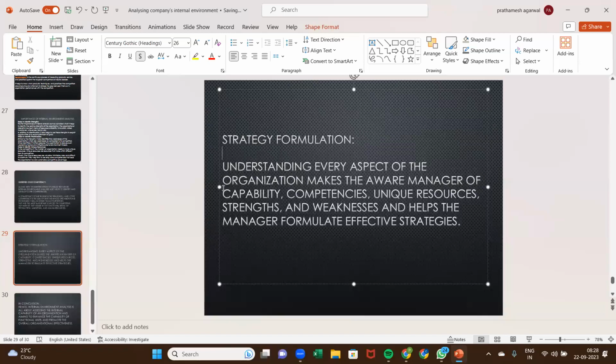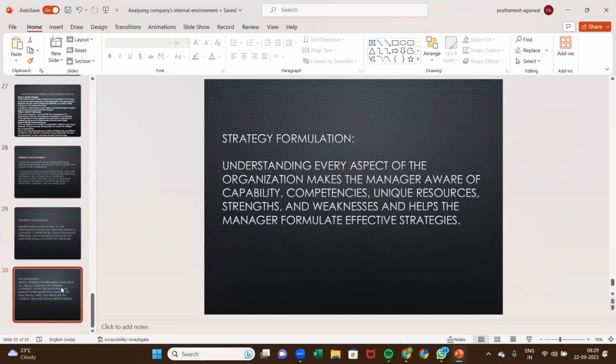Then we have strategy formulation. Understanding every aspect of the organization makes the manager aware of any mistakes. It makes the manager aware of capability, competencies, unique resources, strengths, and weaknesses, and helps the manager to formulate effective strategies. So these are the points which help us to formulate a strategy.